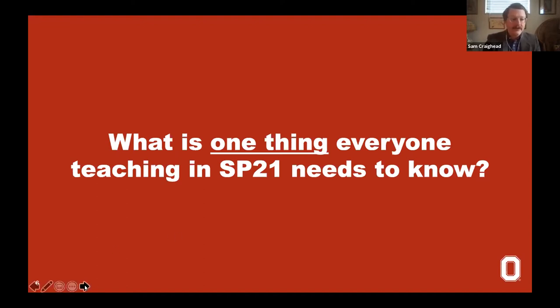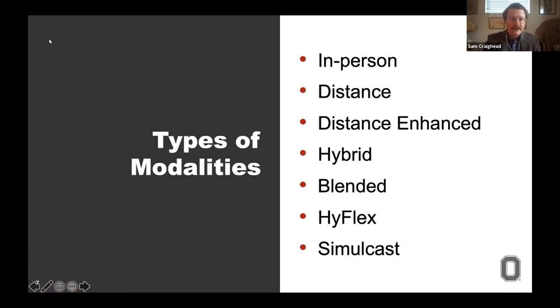All right, so we're gonna keep moving. First, we're gonna start with talking a little bit more about modalities. So I know it looks like a number of people have already taught hybrid before, which is good. So about half of the folks here. So some of these fall under that category. So I'm gonna tease out some of the differences there. We'll also talk specifically about some in-person, distance, and distance enhanced stuff.